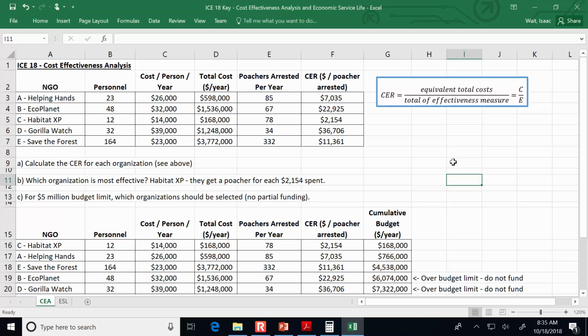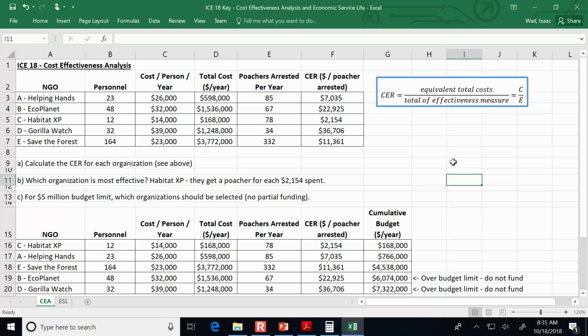It might be that Habitat XP is just arresting people who aren't actually poachers. So you need to sometimes ask yourself, if the incentives are to give out money to the people who arrest the most, are they legitimate poachers? And it could be that there are other extenuating circumstances that have to be considered.